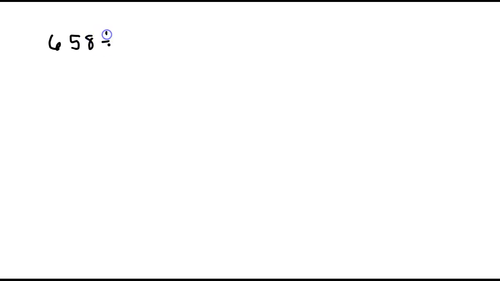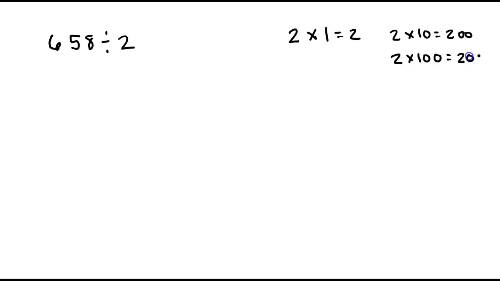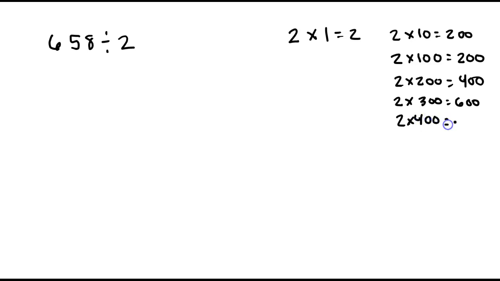Okay, let's do 658 divided by 2. Once again, I'm going to write out my multiples of 2, but I know it's going to be a big number, so it's easier just to start with, if I know 2 times 1 is 2, I know 2 times 10 is 20. So if I know that, then I know 2 times 100 is 200. Okay, well, then I can just follow the pattern. 2 times 200 is 400. 2 times 300 is 600. 2 times 400 is 800. Okay, but that's too big.